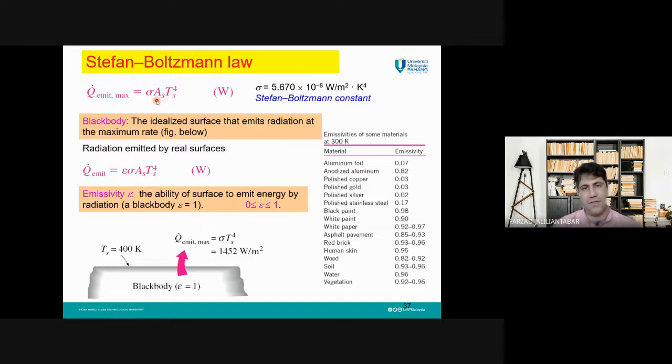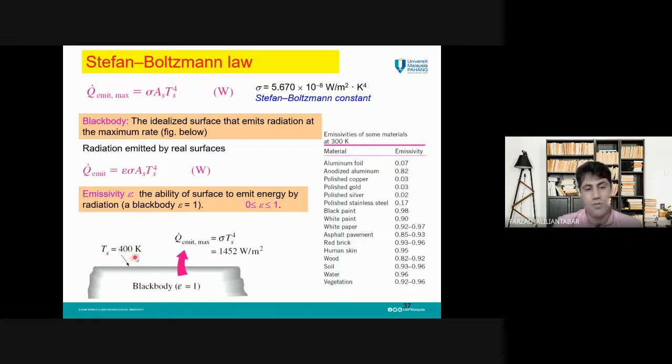A_S is the surface area of the body, and T_S is the temperature of the surface of the body. So we use these two equations. This is the idealized one. This is the actual one to calculate the radiation heat transfer rate. And if the surface is given, simply we can find emissivity here. And for example, we have the temperature of the surface in Kelvin.